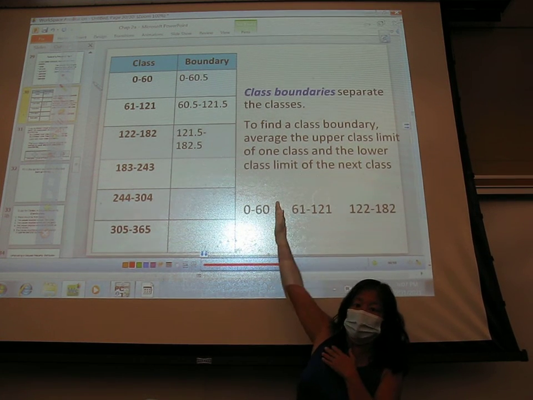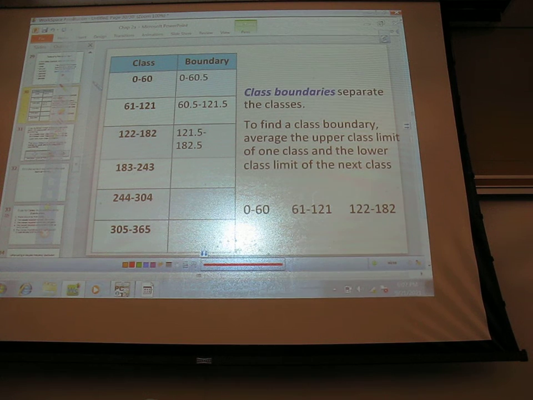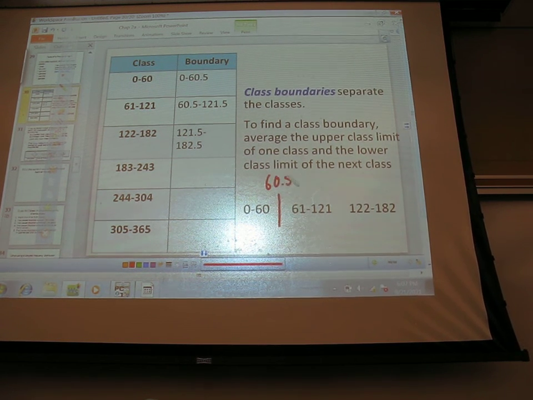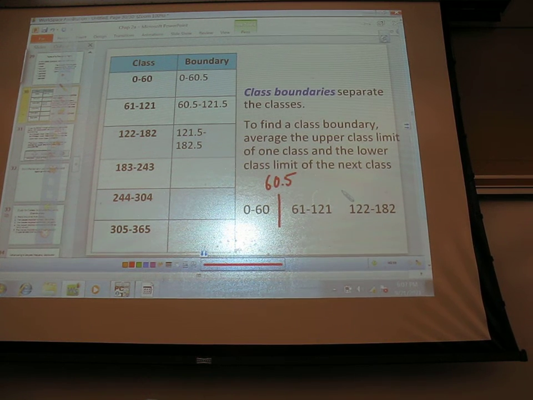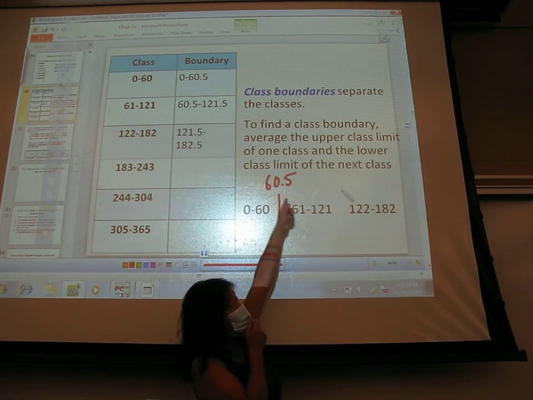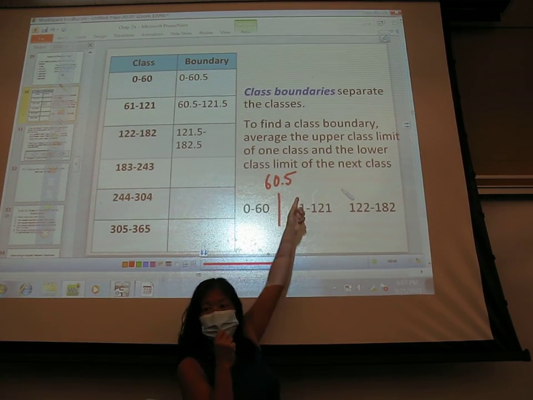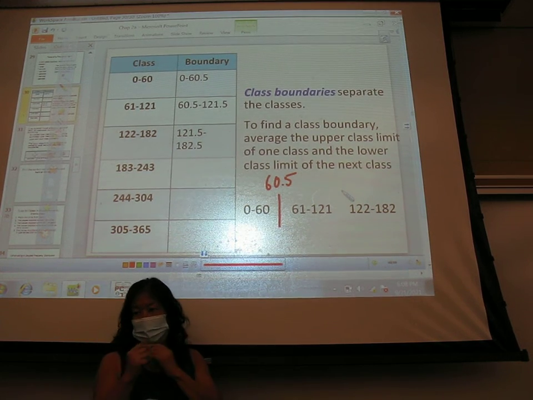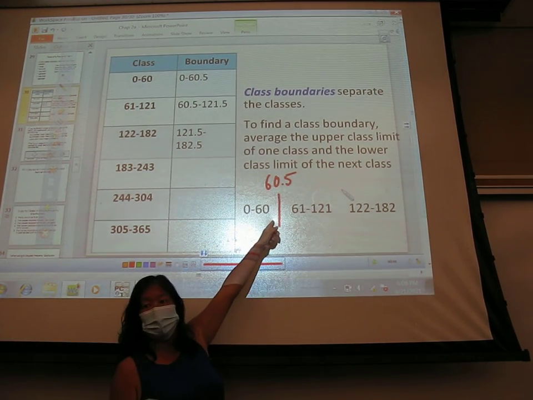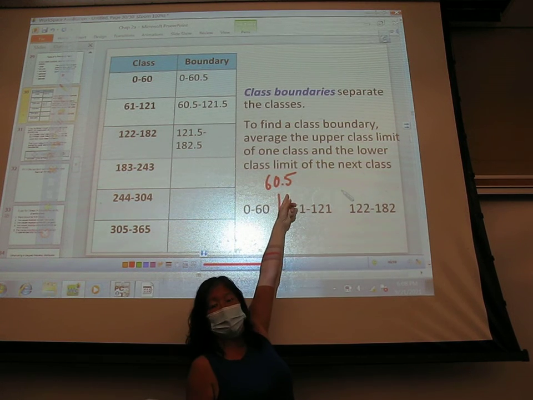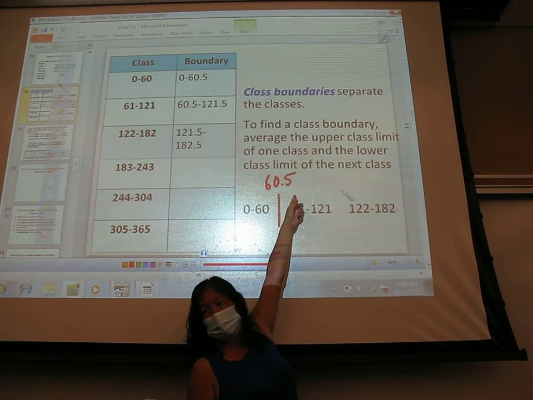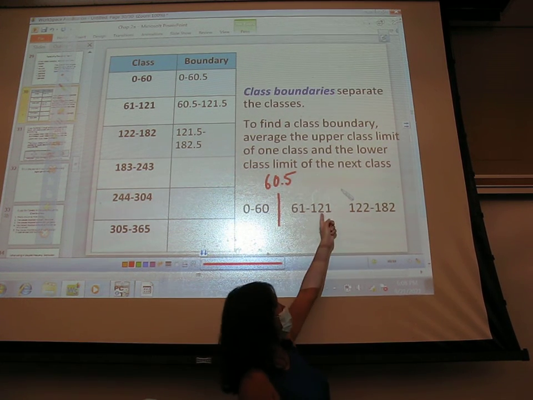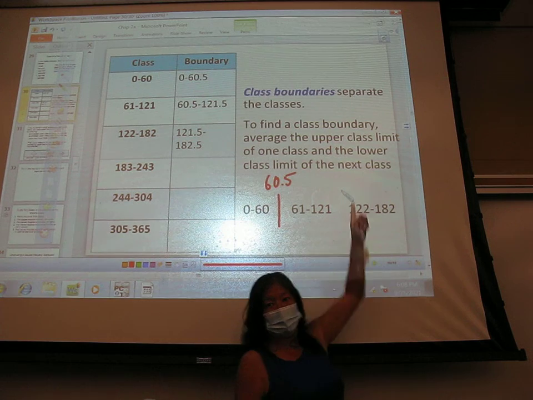Does that make sense for folks? So what's the number between 60 and 61? 60.5. Good? So 60.5 is this class's upper boundary, this class's lower boundary. And again, remember, boundaries have one more decimal place than our original data. So you can just take the lower number and add a 5 into the next decimal place. So 60.5. Good. So this one here would be 121.5, that boundary there.